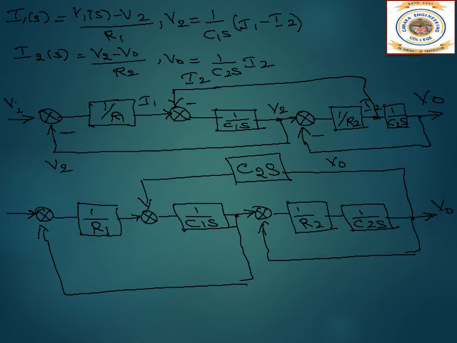Now what we can do over here, all these are negative feedback. See here, then we have the feedback loop. Now we can solve this at one instant. So this will be 1 by R2 into 1 by C2S, and this will come in feedback. So we can simplify this. We'll simplify this part first.